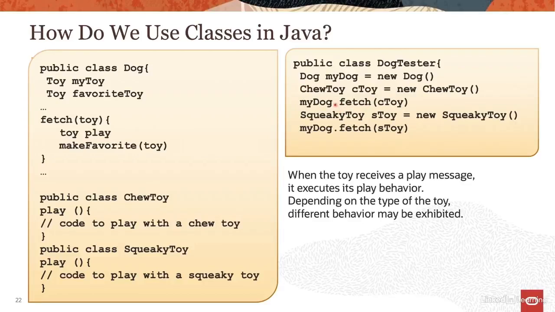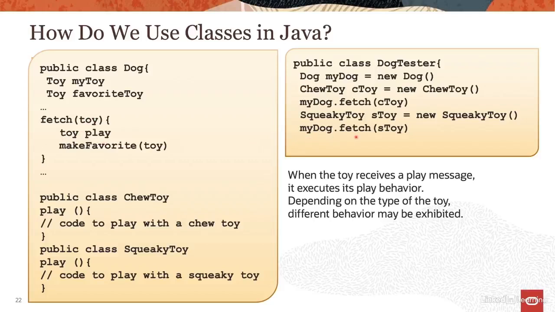Now the dot notation here is Java notation for basically sending a message. We're telling the myDog object to fetch, and we're passing it cToy. So what happens is the object reference myDog, which is pointing to an object of type dog, then executes the code for fetch. Fetch is over here. We pass in cToy, and therefore that specific object will take in that cToy and fetch that toy. Here we create a squeaky toy, sToy, a new squeaky toy, and now we can tell myDog to fetch sToy. And we can go on and on from there. So once it fetches sToy, it plays with it and makes it its favorite.